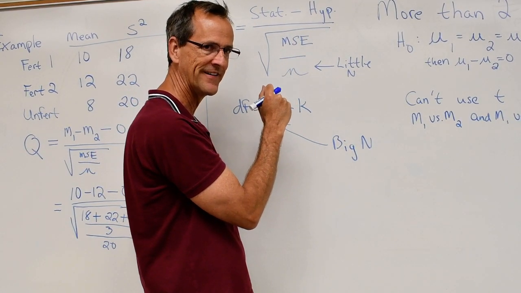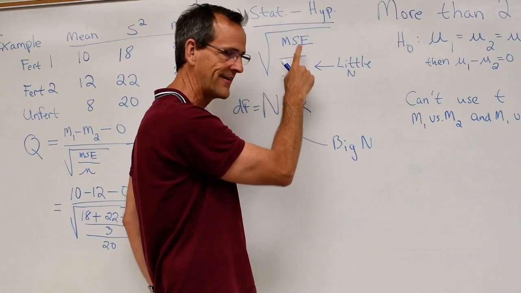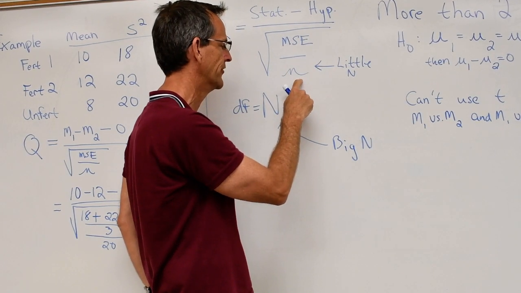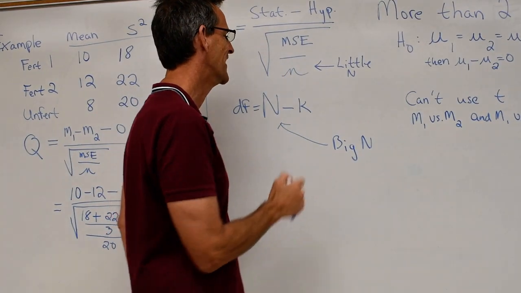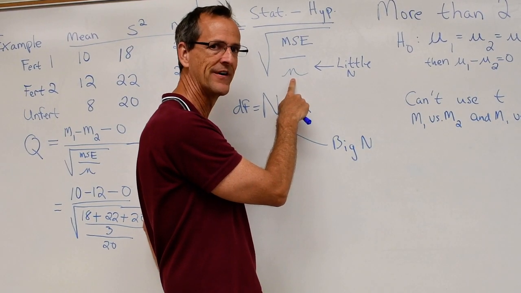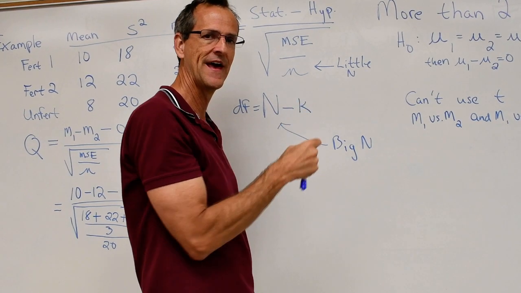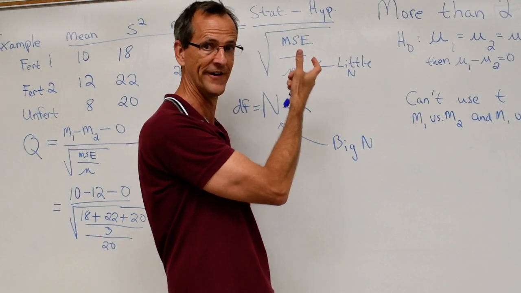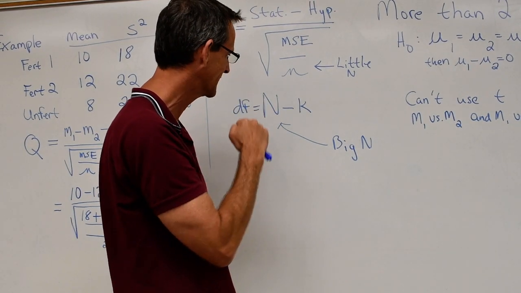Remember that the standard error for a t-statistic was the square root of 2 times the mean squared error over n. Here it is just the mean squared error over n. What's missing is the 2. And this is what we call little n. This is like the number of data points in each group. So you may remember we had 20 plants in each group last time. So that's what would go there, 20, if we were using the same sample sizes.